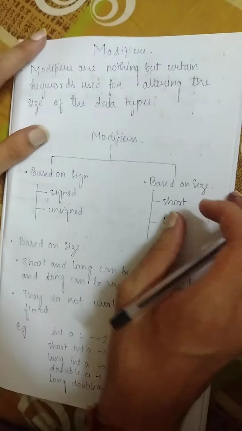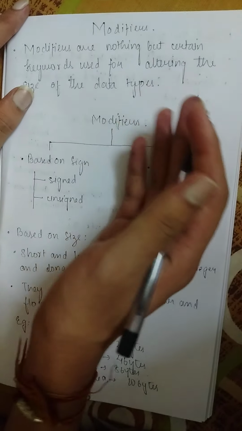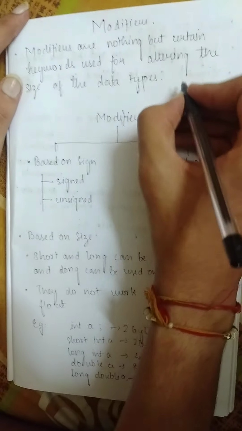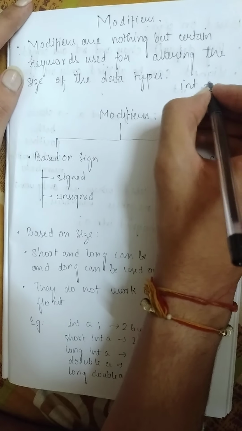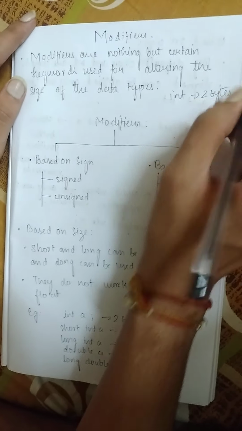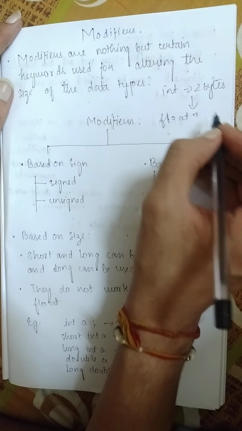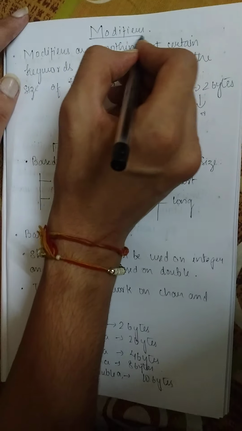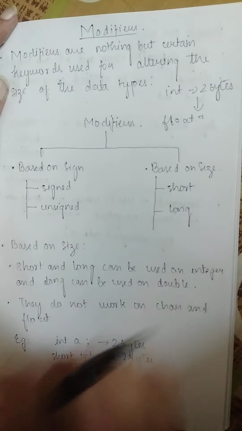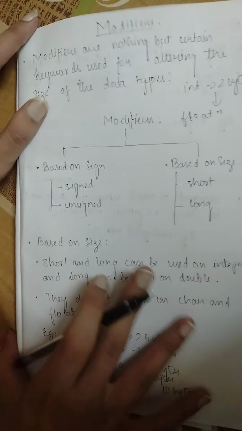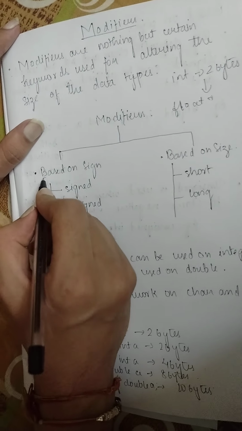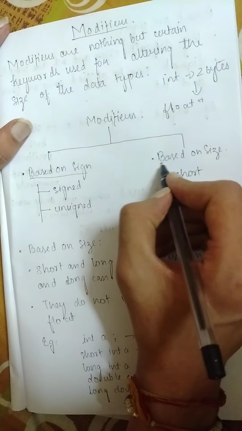The modifiers are nothing but keywords which are used for altering the size of the data types. You saw that integer had 2 bytes, right? We can change their size. Float had float and double, you saw their sizes, and we can change their sizes. How? Through these modifiers. Now even modifiers are classified on two bases. The first is based on sign, the second is based on size.